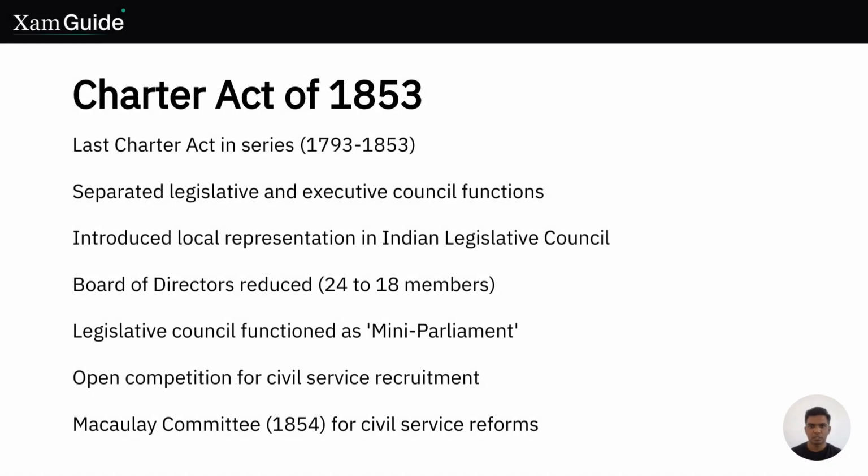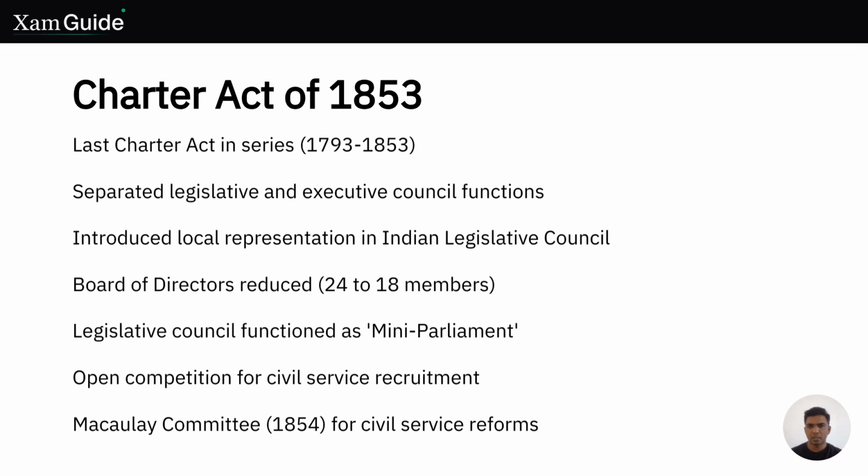Lord Dalhousie was the Governor General of India during this time. This was the last in the Charter Act series that ran from 1793 to 1853. It separated the legislative and executive functions of the Governor General's Council and introduced local representation in the Indian Legislative Council, 6 new members, making a total of 12.